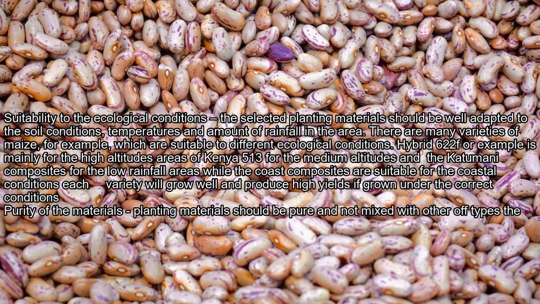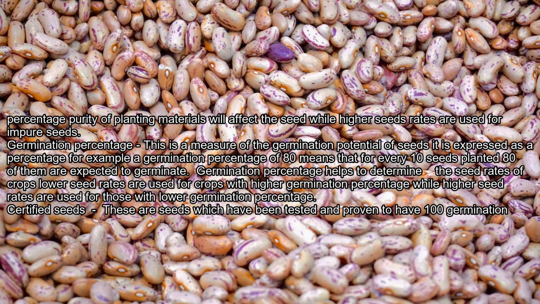Hybrid 620-12, for example, is mainly for the high altitude areas of Kenya, 513 for the medium altitudes, and the Katumani composites for the lower rainfall areas, while the coast composites are suitable for the coastal conditions. Each variety will grow well and produce high yields if grown under the correct conditions. Purity of the materials. Planting materials should be pure and not mixed with other off-types. The percentage purity of planting materials will affect the seed rate, while higher seed rates are used for impure seeds.